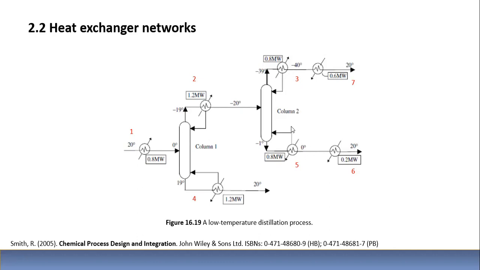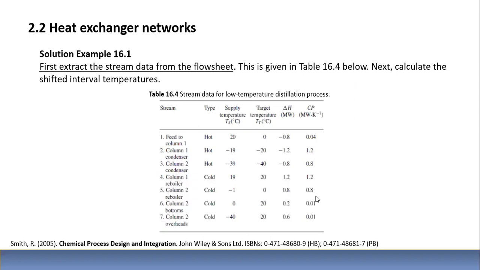Okay. Some of these seem to be just condensing, like this one. This one seems to be what? Boiling from 19 to 20. This one also seems to be boiling. But in any case, we have a group of hot streams and cold streams. So that is represented in this table.